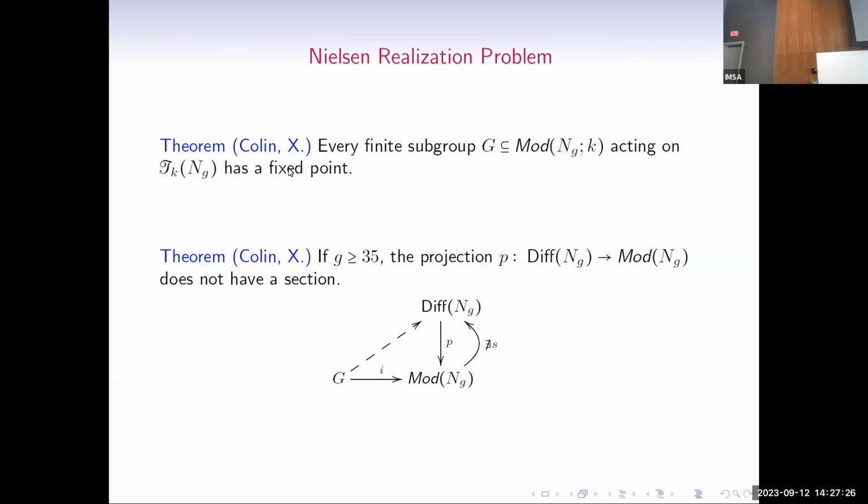So in some more recent work, a former student of mine, Nestor Colin, and I showed that the Nielsen realization theorem holds in this case for mapping class groups of non-orientable surfaces with marked points. And we also showed that the canonical projection, and this was with a marked point, does not admit a section for large genus.